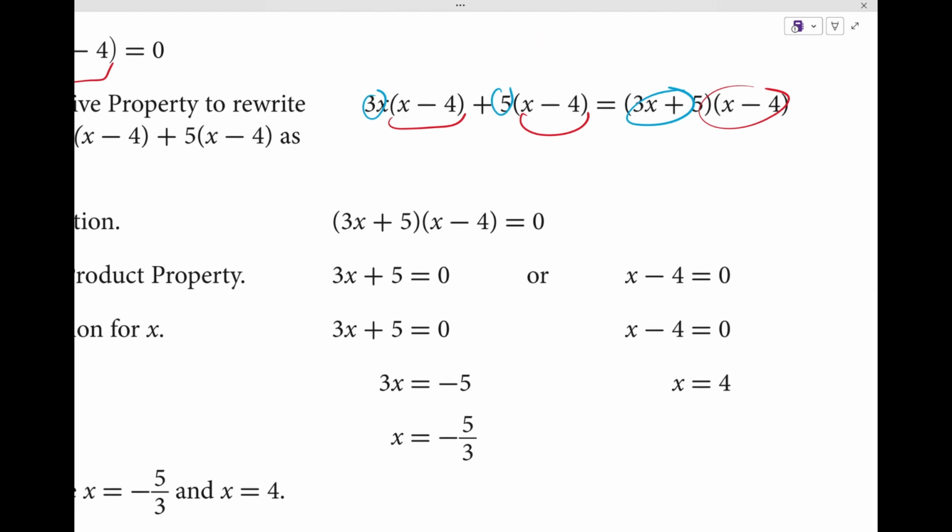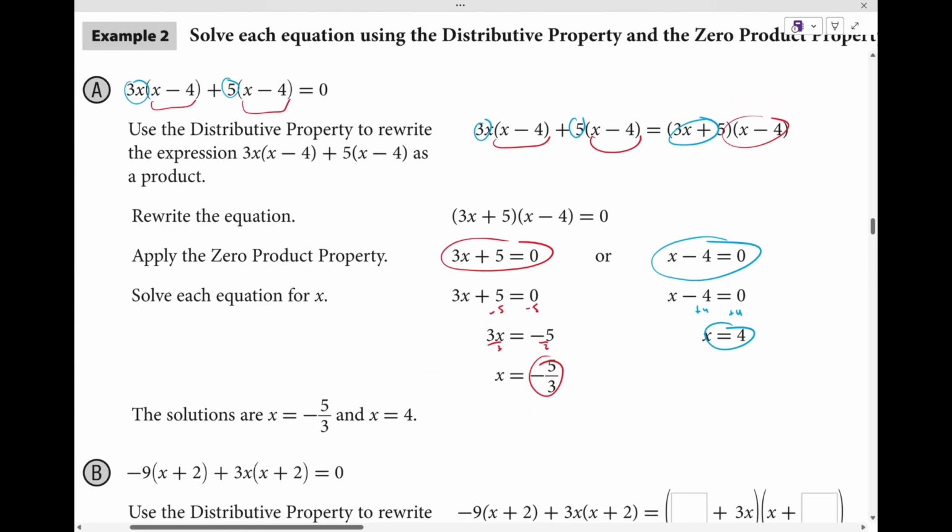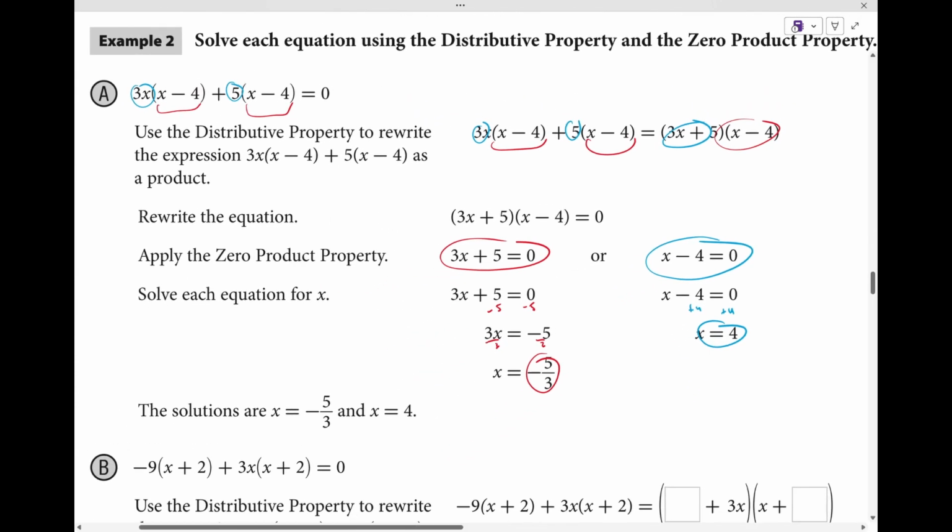Case number 1, I check what happens when 3x plus 5 is equal to 0. And I can solve for x, so subtract 5 on both sides, divide both sides by 3, and I get negative 5 over 3. Case number 2, I see what happens when x minus 4 equals 0. I'm going to add 4 on both sides. In this case, x is equal to 4. That means the solutions, or the zeros, are going to be negative 5 over 3 and 4.